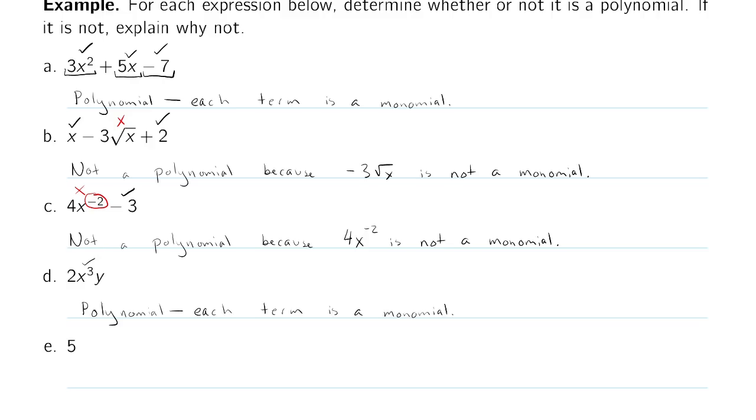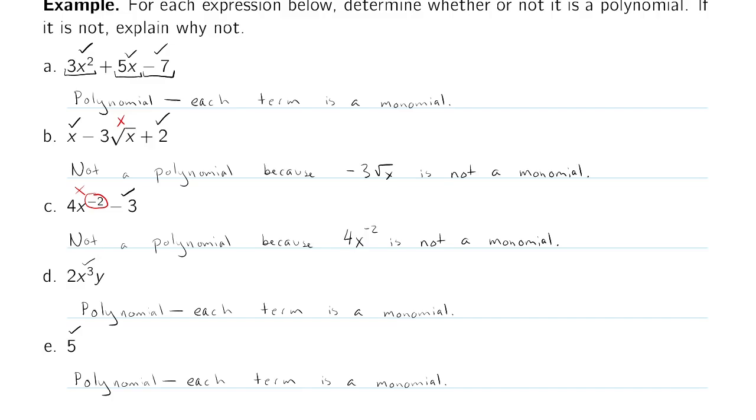And believe it or not, the same is true of just the single number 5. A single number is a monomial because there are no operations other than multiplication. There are no operations at all. And so it's a monomial. It's also a very simple polynomial.